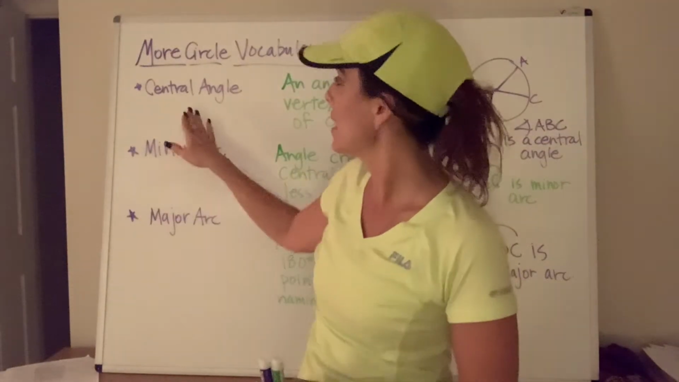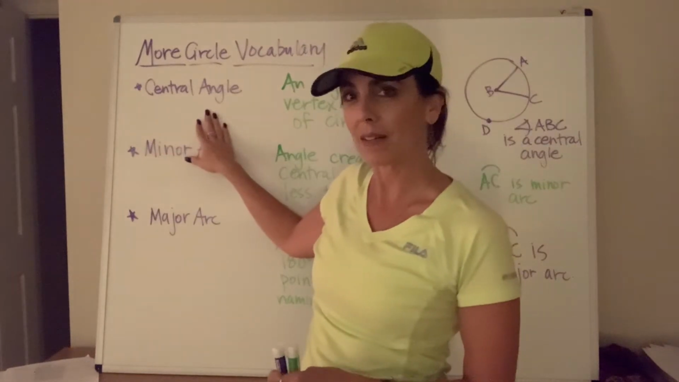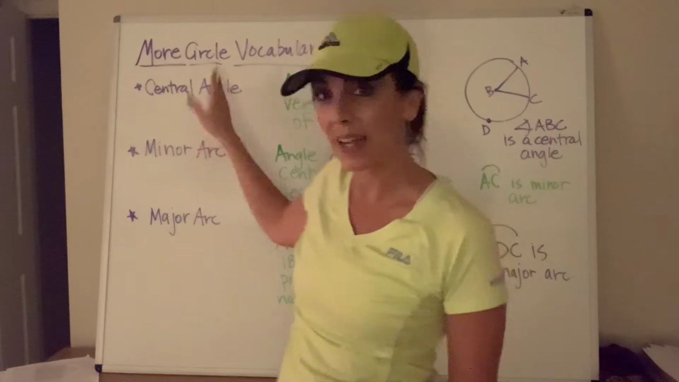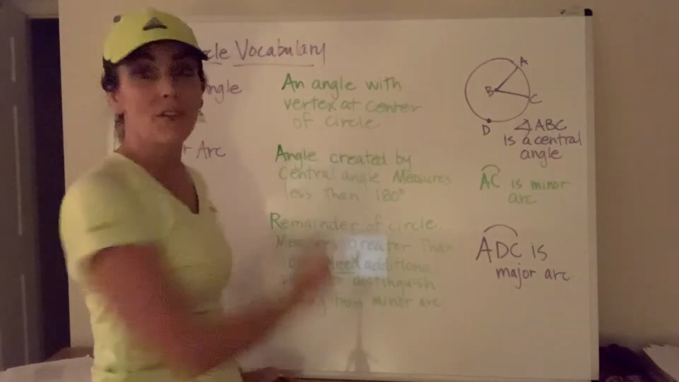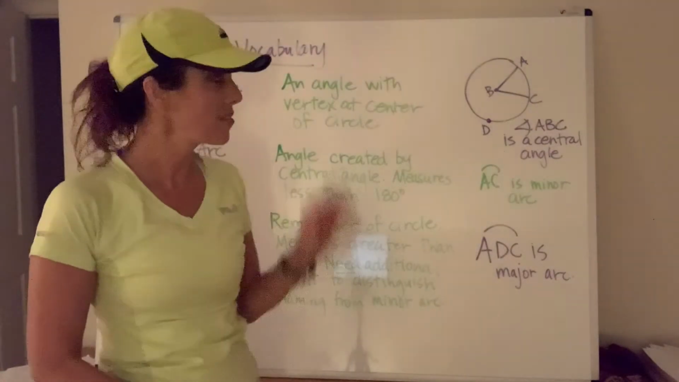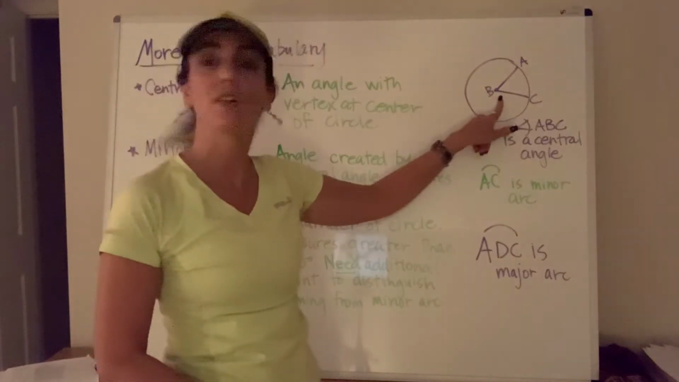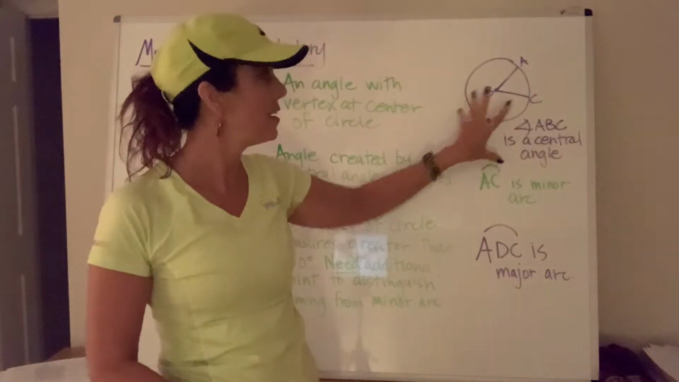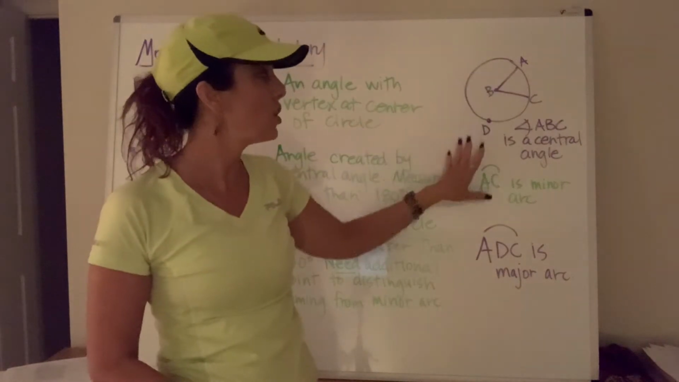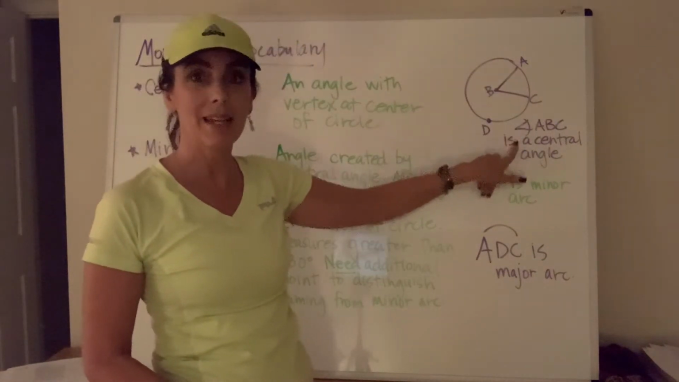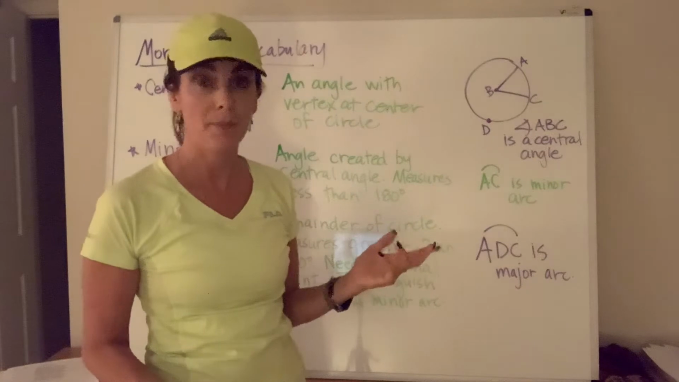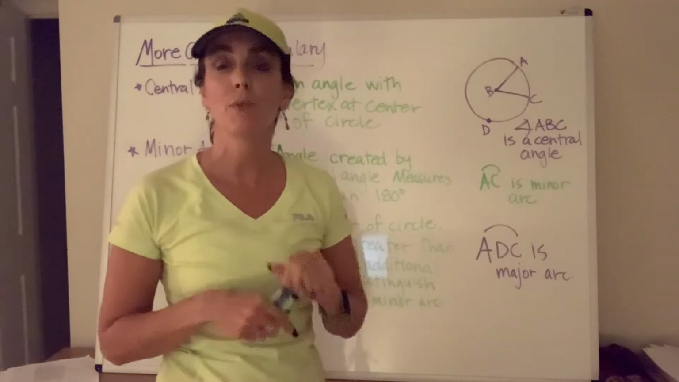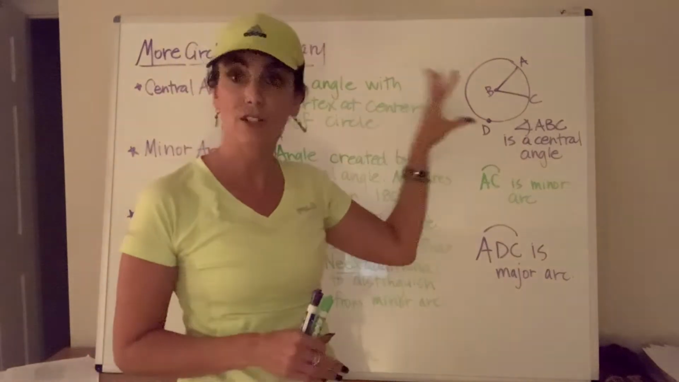Let's start by defining what a central angle is, okay? A central angle is nothing more than an angle that has a vertex at the center of a circle. Okay, so we've situated an angle so that the vertex is at the center of a circle. And so this picture here shows angle ABC as a central angle. Okay, this is important because central angles have relationships with the arcs that they intersect.